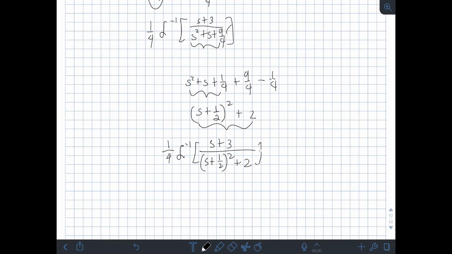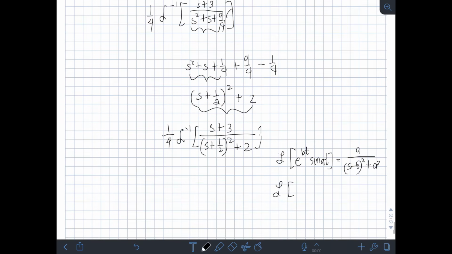So, mapapansin nyo sa denominator, meron kayong s plus 1/2 quantity squared plus 2. So, parang merong naka-add na term doon sa s and then naka-square. Kung i-recall nyo yung formula for Laplace transform, pwede natin gamitin yung form na Laplace transform ng e raised to bt sin at is equal to a over s minus b square plus a square, as well as Laplace transform ng e raised to bt cos at is equal to s minus b over s minus b square plus a square.